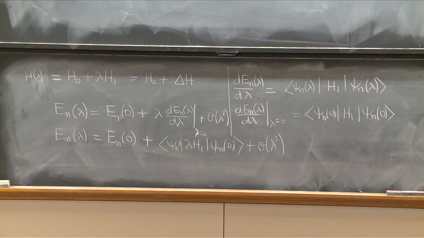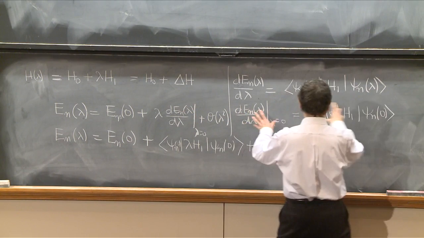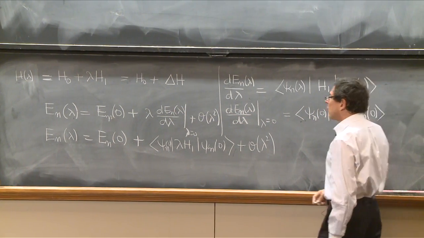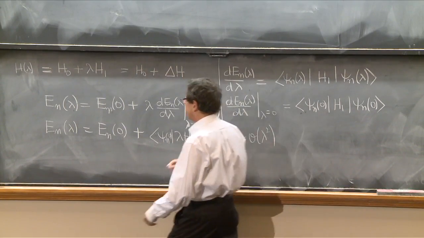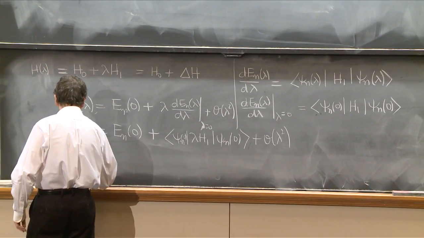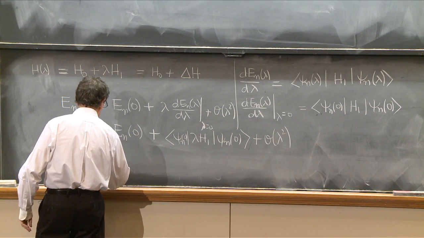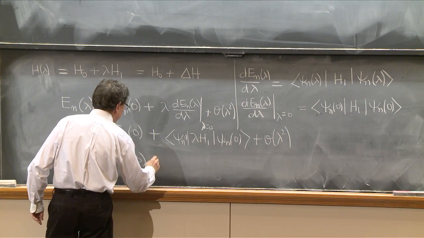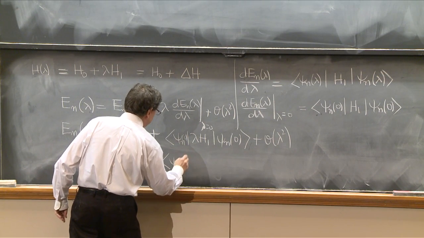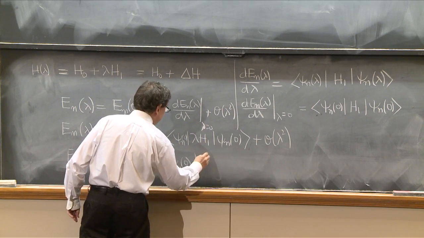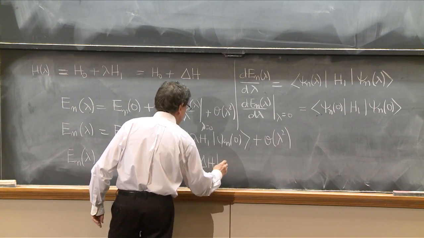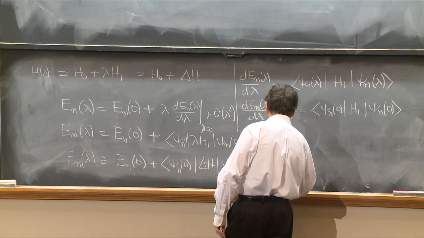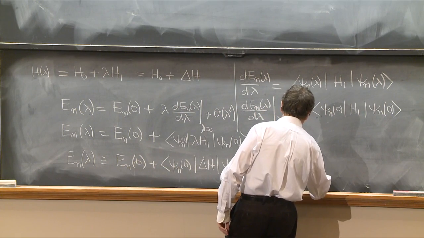So in this step, I just used the evaluation that we did here. I substituted that and put the lambda in so that I recognize now that En of lambda is equal to En of 0 plus psi n of 0, and I can write this as delta H, psi n of 0, plus order delta H squared.